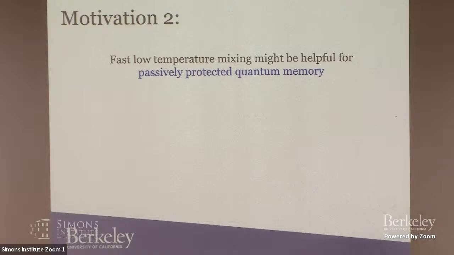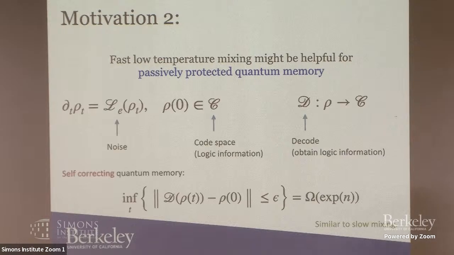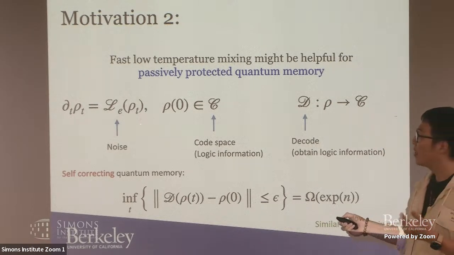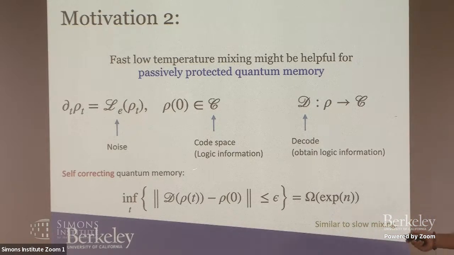The second motivation is that faster low temperature mixing might be helpful for passively protected quantum memory. Before introducing the passively protected quantum memory, I first want to introduce the self-correcting quantum memory. Here, we assume that we have a noisy Lindbladian dynamics, and we define the Lindbladian operator as a noise operator. We assume rho 0 starts from a code space, which encodes some logical information. We also have a decode operator, which will map the density operator back into the code space. Basically, the decode operator can help us obtain logical information from the density operator. Then we say that the system is a self-correcting quantum memory if the logical information can be almost preserved for a long time, exponentially long specifically. This is similar to saying the system has a slow mixing time.